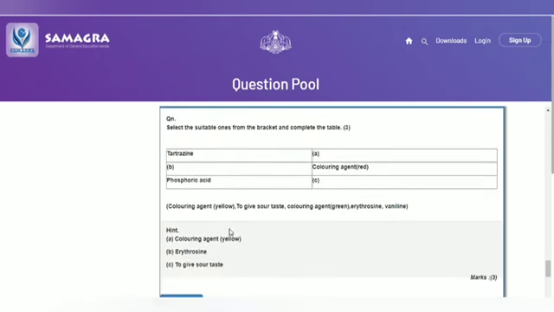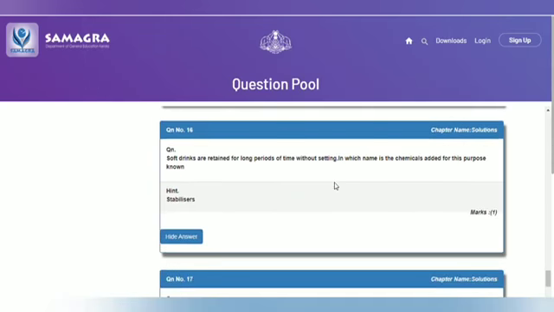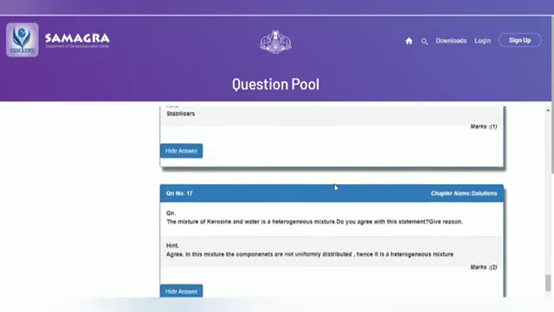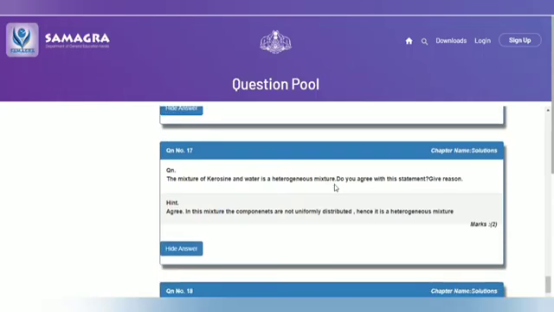Select the suitable ones from the bracket and complete the table. Tartrazine, a coloring agent; erythrosine, a coloring agent; phosphoric acid, to give sour taste. Soft drinks are kept for long periods of time without settling. By what name is the chemical added for this purpose known? Stabilizers.